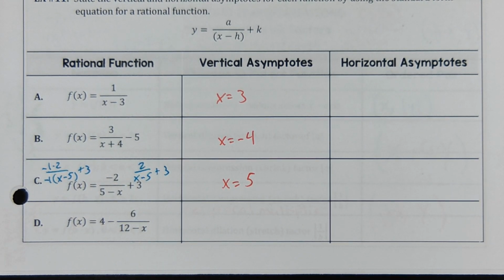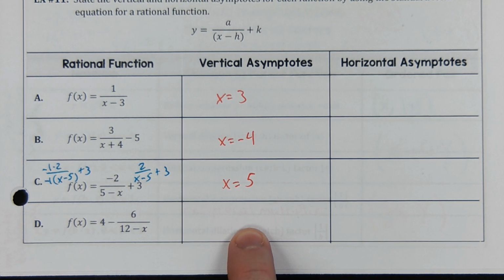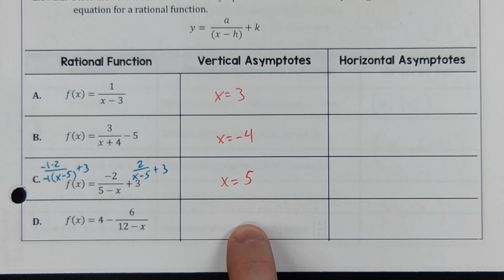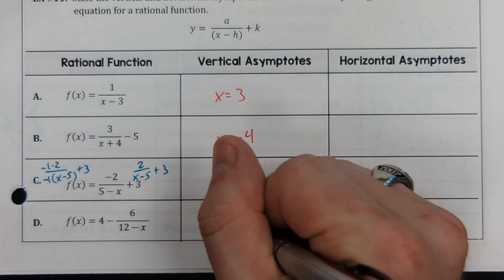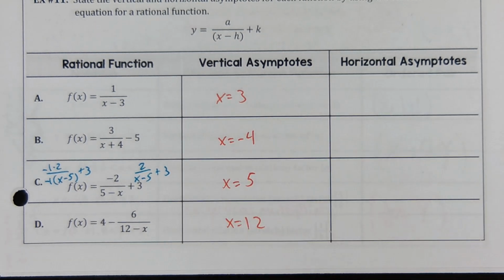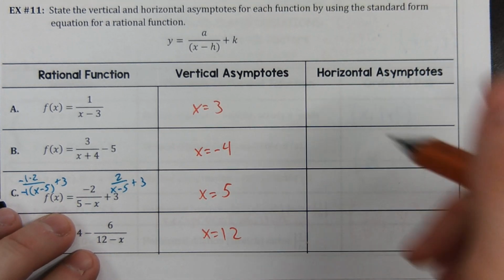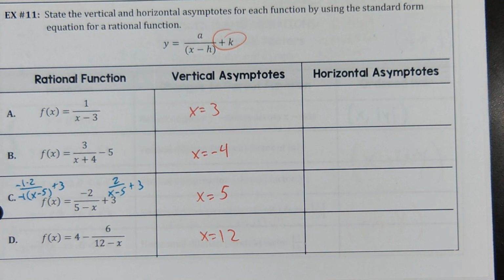Anyway, and this one down here, what makes the bottom equal 0? 12. Positive 12, because you know you're not allowed to divide by 0. So x equals 12 is your vertical asymptote. Your horizontal asymptote is supposed to be y equals 0, so doing this is going to shift that horizontal asymptote up or down.